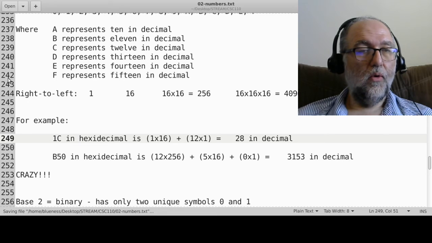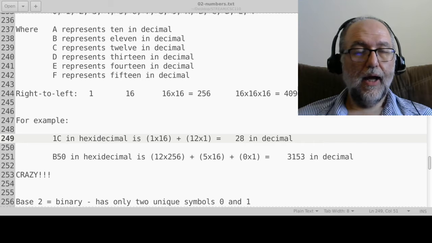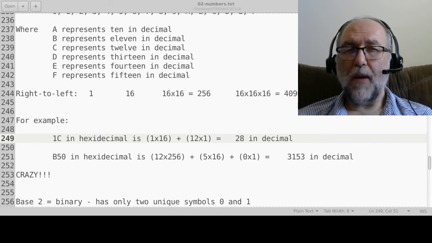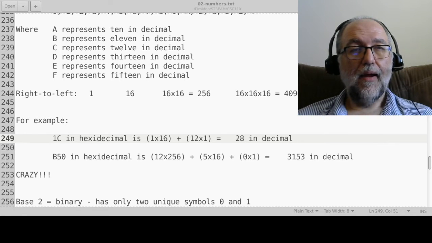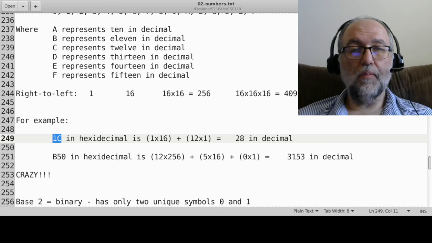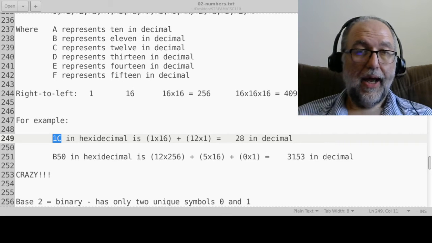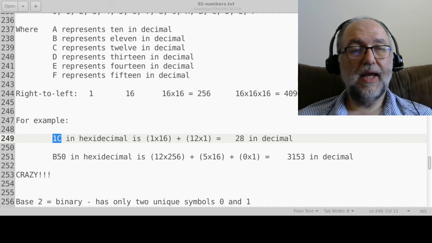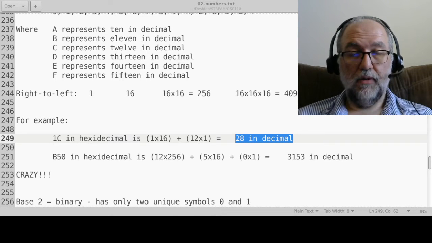Okay? So think about that for a second. Basically, the 1 is in the 16 column. The C, which represents 12, is in the ones column. So 1C says I have one grouping of 16 plus 12 groupings of just 1. And 1 16 plus 12 ones is 28. So 1C is equal to 28 in decimal.